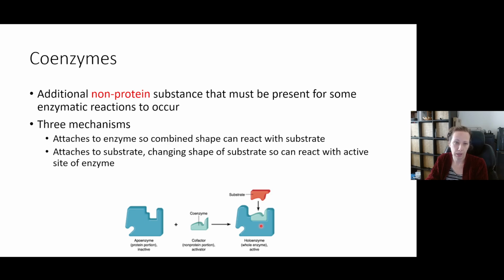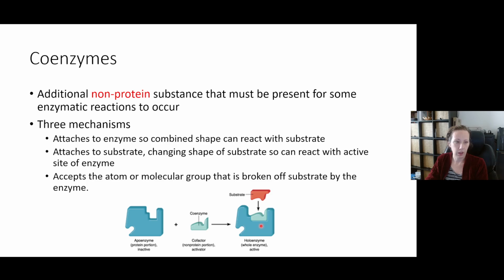The second mechanism in which coenzymes may work is that instead of attaching to the enzyme, they attach to the substrate. And so once they're attached to the substrate, now the substrate actually fits in the enzyme, whereas it didn't before. And then the third potential mechanism is that the coenzyme accepts the atom or molecular group that is broken off the substrate by the enzyme.